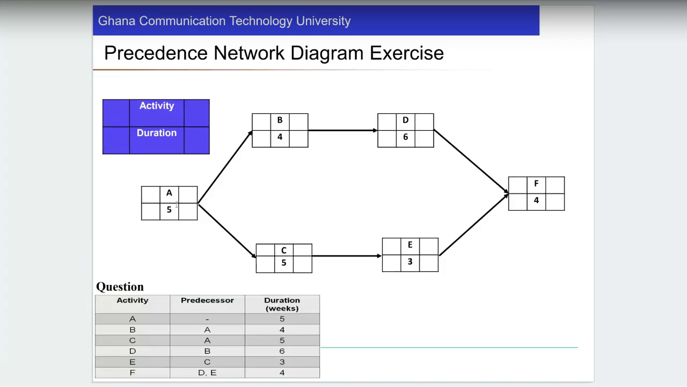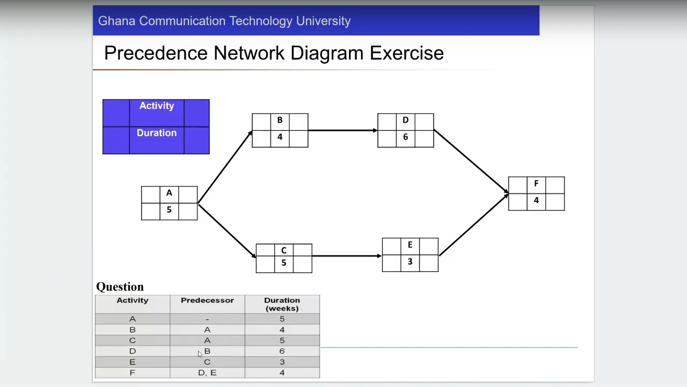So A started right here. It says A precedes B, meaning A must finish. A finished at a duration of 5 weeks. So A finished before B took off. And then A must finish before C. The duration of B is 4. The duration of C is 5.